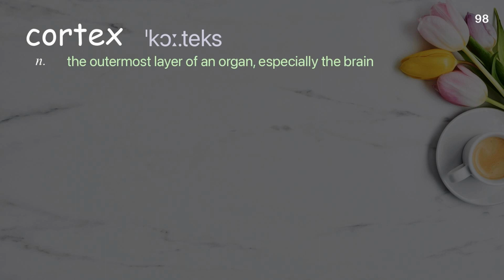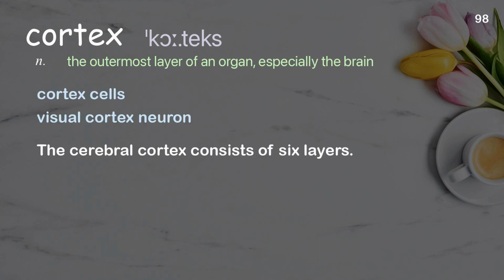Cortex. The outermost layer of an organ, especially the brain. Examples: Cortex cells. Visual cortex neuron. The cerebral cortex consists of 6 layers.